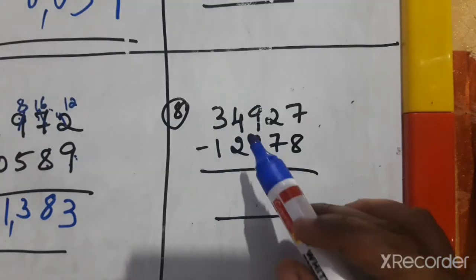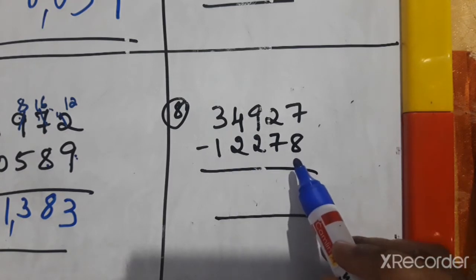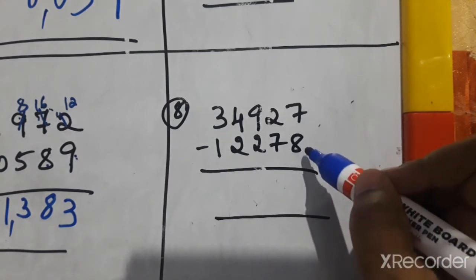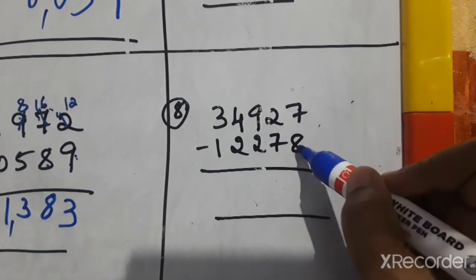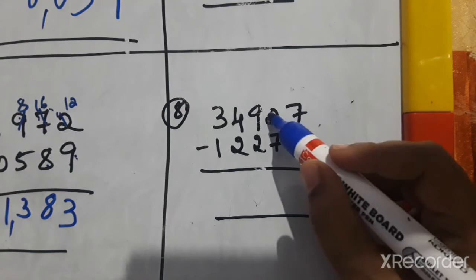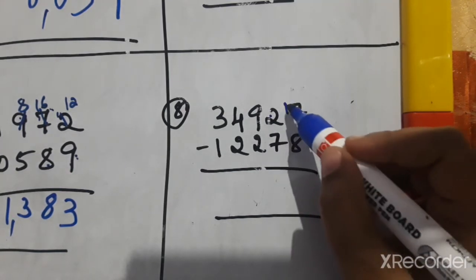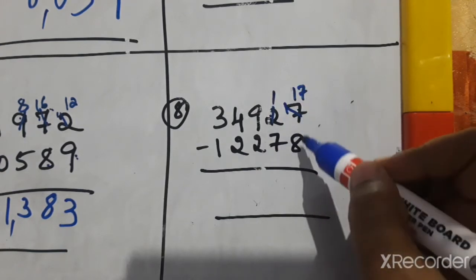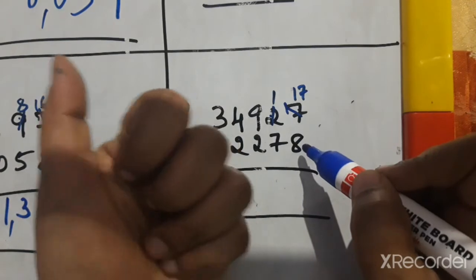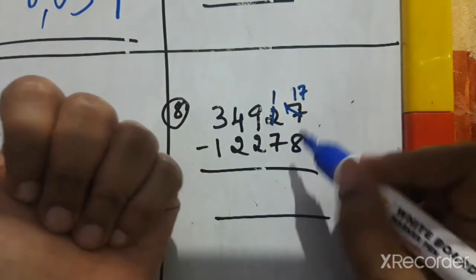Now 8th question. 34,927 minus 12,278. So 7 minus 8. 7 minus 8 we can't subtract it because 7 should be greater than 8. So borrow 1 from 2. Borrow 1 from 2 means it becomes 17. So here 17 and 2 is now 1. 17 minus 8. 17 minus 8 means 9, 10, 11, 12, 13, 14, 15, 16, 17.